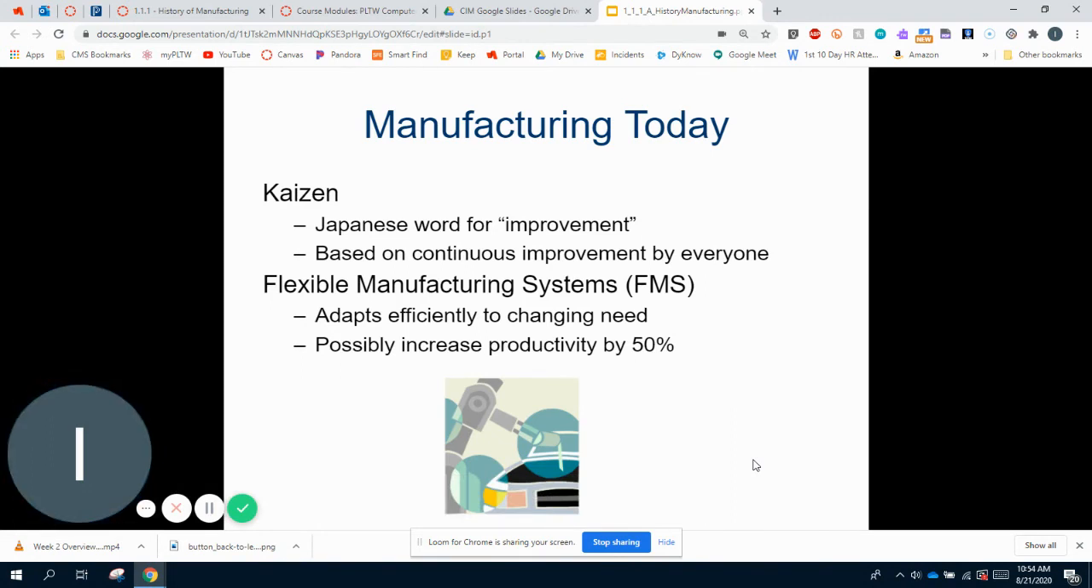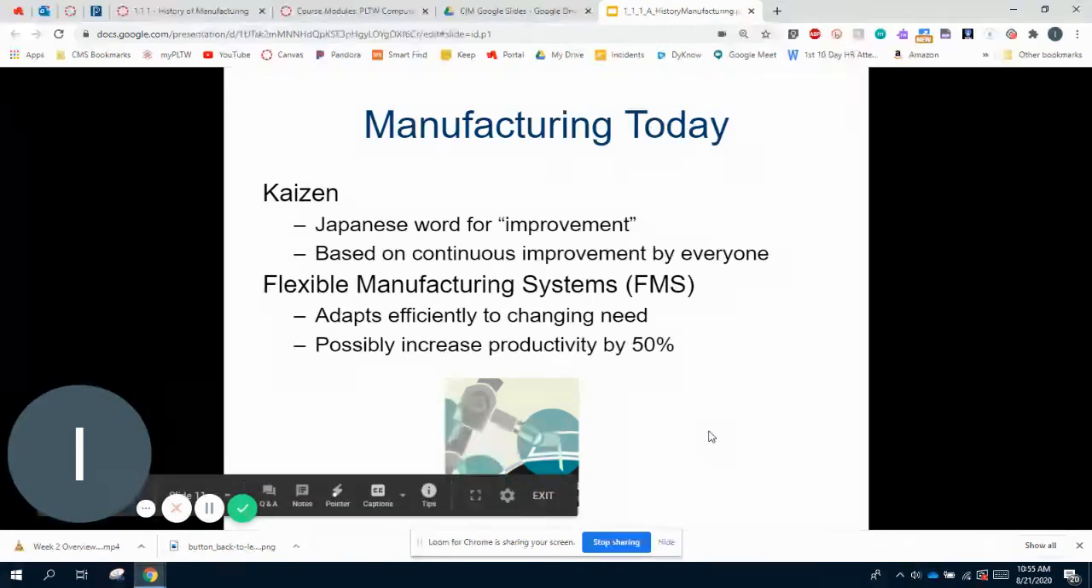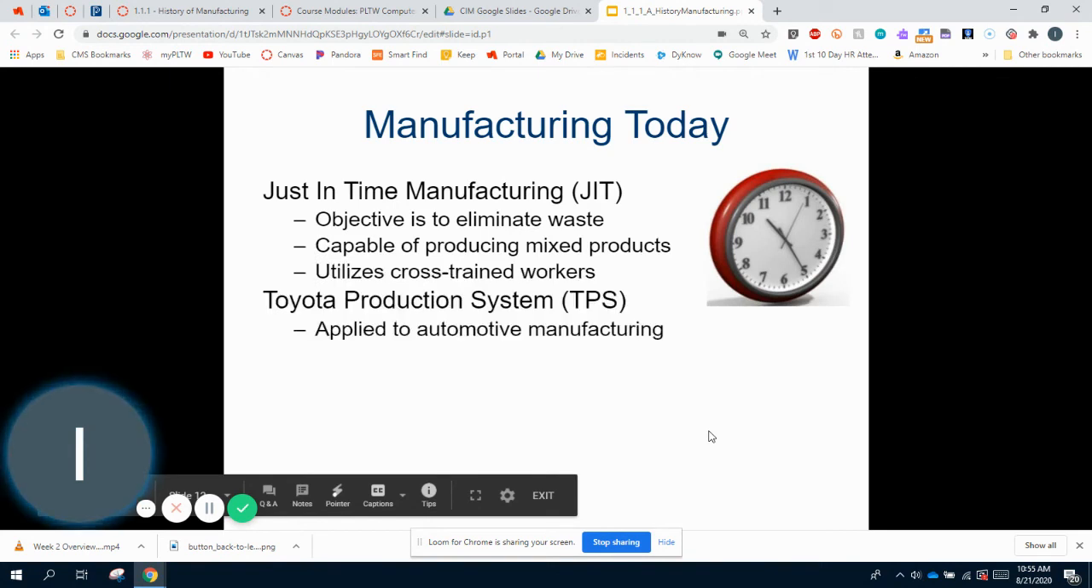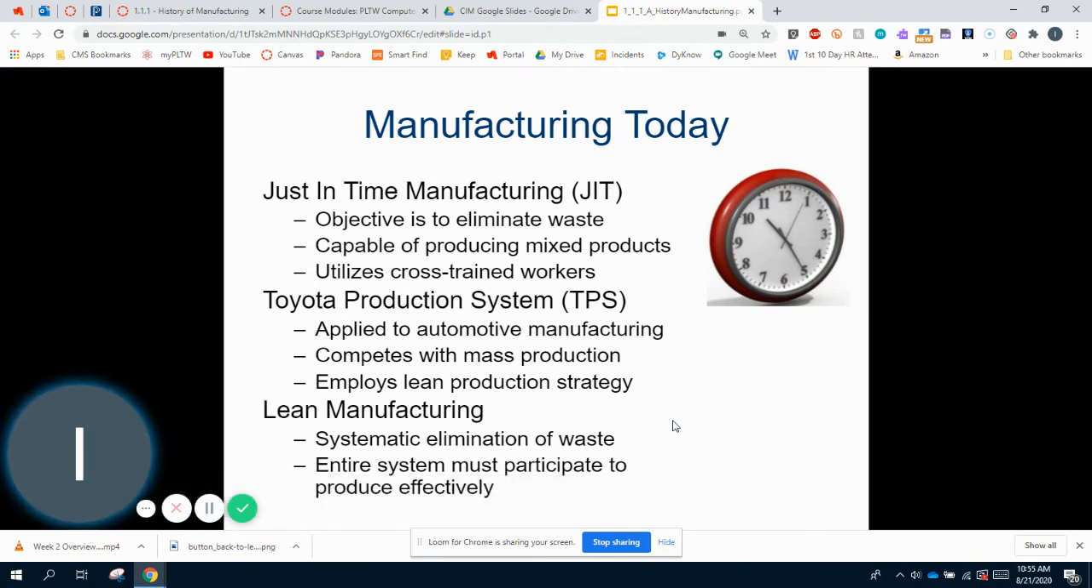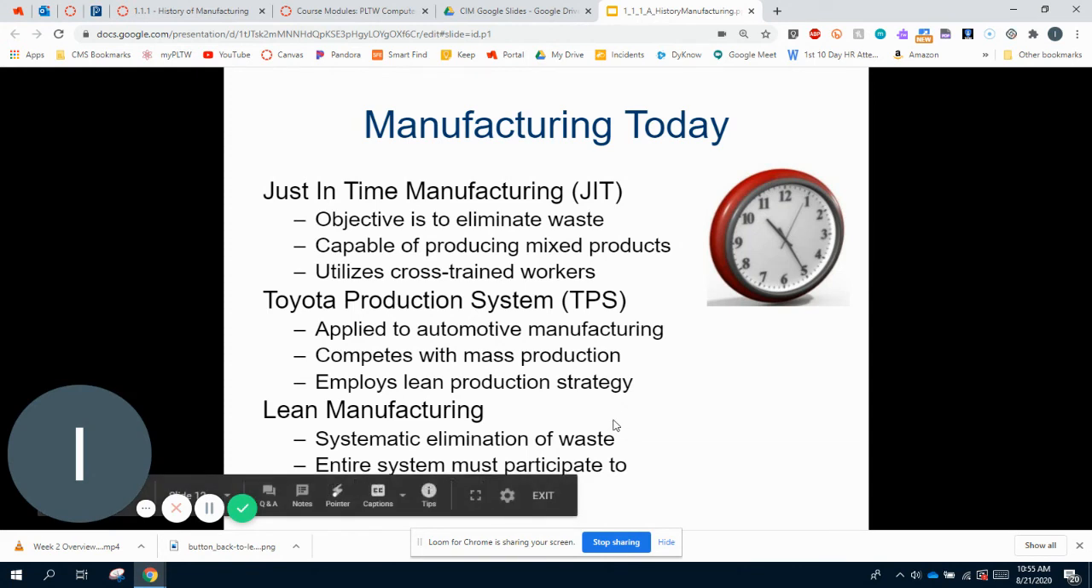Other processes that help us out and help manufacturing today. Kaizen, Japanese word for improvement, based on continuous improvement by everyone. They have flexible manufacturing systems, which adapt efficiently to change needs, possibly increasing productivity by 50%. You have just-in-time manufacturing, the Toyota production system, applied to automotive manufacturing, which employs lean production strategies. Lean manufacturing, like I said before, is the systematic elimination of waste. Make your factory system more efficient.